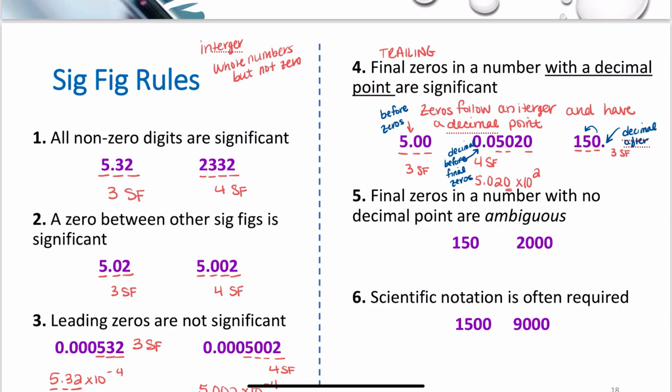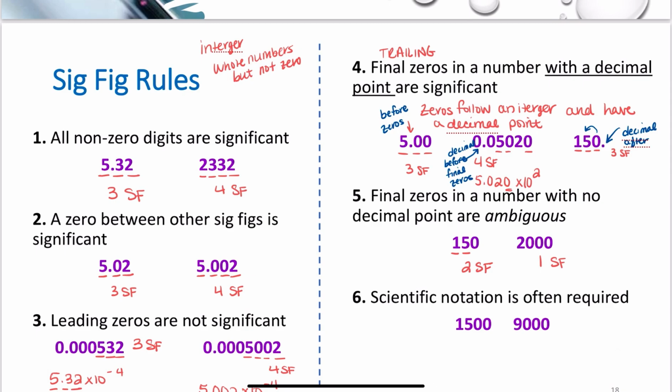Now, final zeros in a number with no decimal point are ambiguous, meaning that they are not significant. So if I look here at 150, just saying 150 with no decimal place, this has 2 sig figs. 2000 with no decimal place just has 1 sig fig.